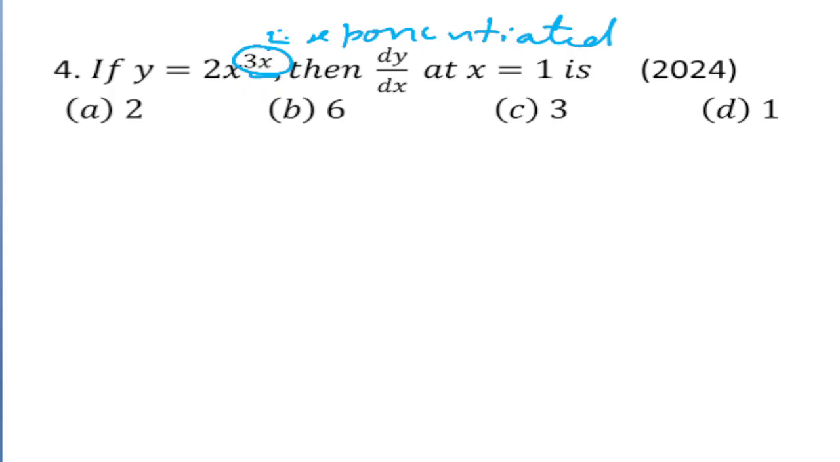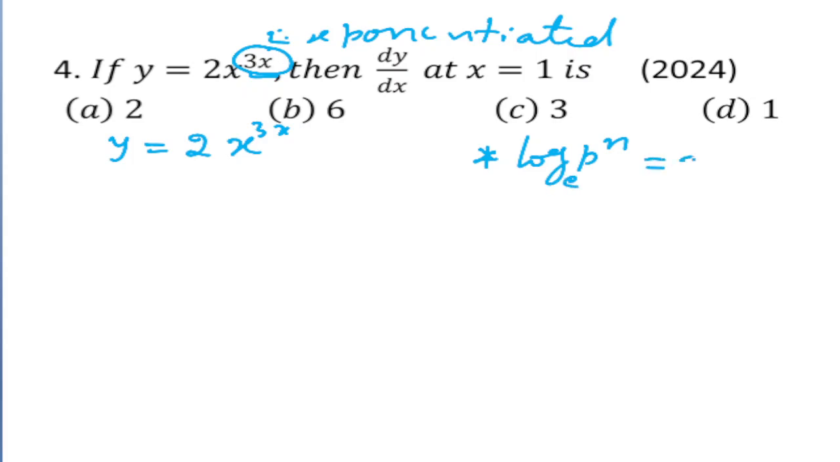See the options. Option A 2, B 6, C is 3 and D is 1. To solve this, we must take log on both sides for the given function. Without taking log, it is impossible to solve. Let us take log on both sides. Log of 2 into x to the power 3x, and here we are going to use two results from logarithm. Log p to the power n, base can be anything, nothing written means base is e.